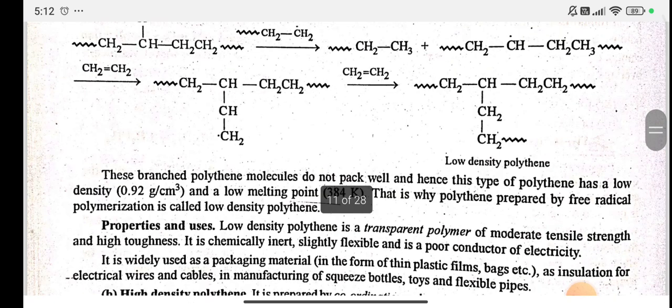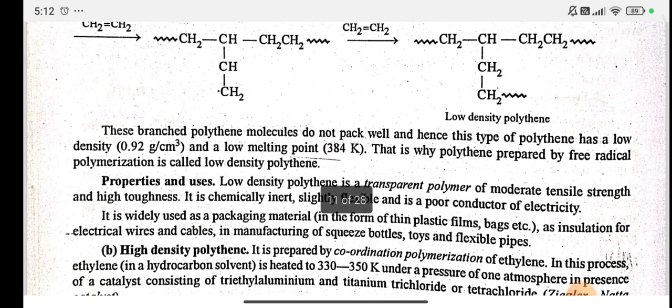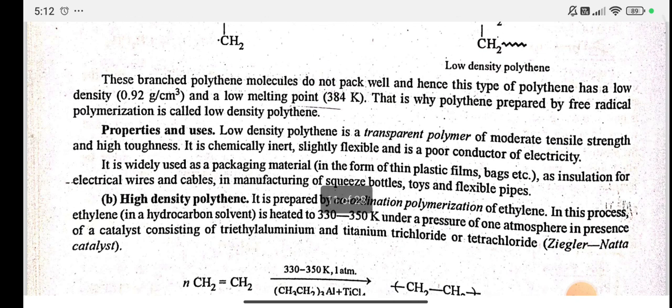These branched polymer molecules do not pack well and hence this type of polythene has a low density and low melting point. This is why polythene prepared by free radical polymerization is called low density polythene. Property and uses: low density polythene is a transparent polymer of moderate tensile strength and high toughness. It is chemically inert, slightly flexible, and of poor electric conductivity. It is widely used as a packing material, as insulation for electrical wire cables, and in the manufacture of squeeze bottles, toys, flexible pipes. High density polythene.